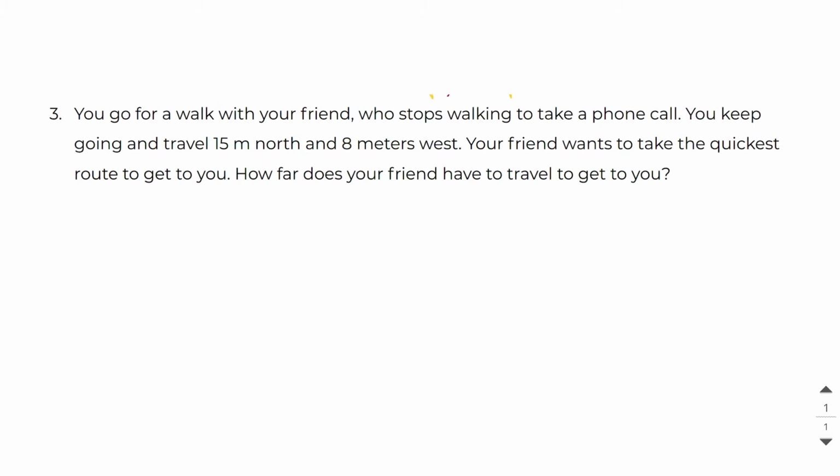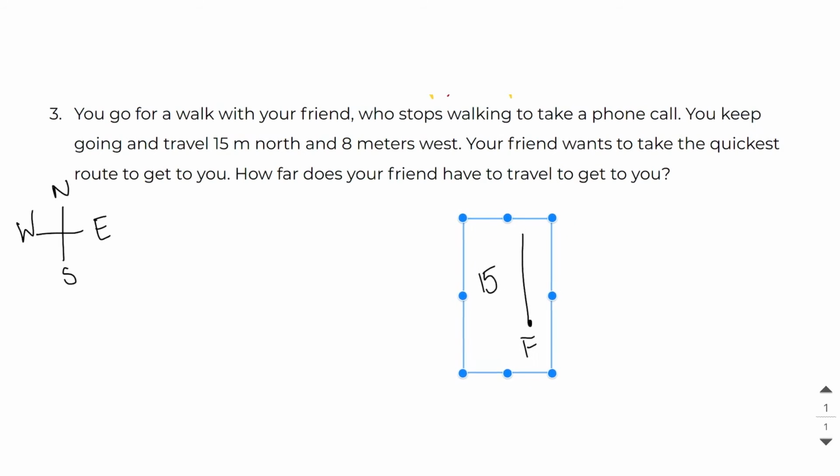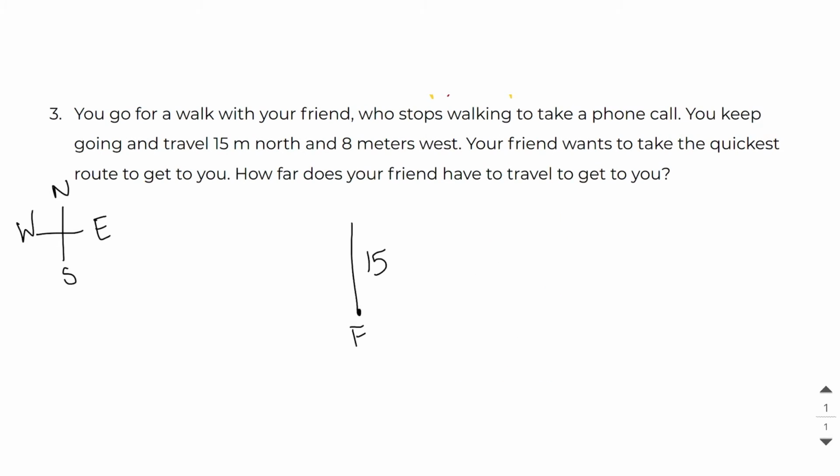All right, in our last example, it says you go for a walk with your friend who stops walking to take a phone call, but you keep going. So here's your friend, okay? You travel 15 meters north, and just a reminder, north, south, east, and west. So I'm actually going to move this over here a little bit because we're going to be going west. So again, we're going 15 meters north, and then we go 8 meters west, and your friend wants to take the quickest route to get to you. So your friend wants to see what's the fastest way that I can go from where the friend is to where you are. And so here we want to find the length of this hypotenuse.